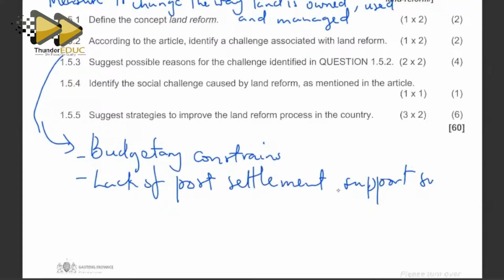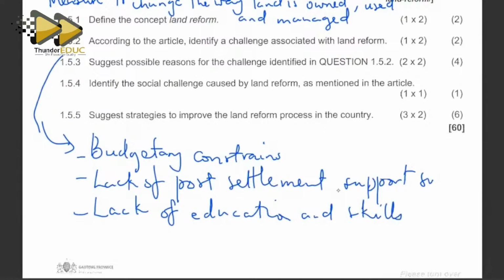Then we can also look at some other factors like lack of education and skills. In as much as the farmers have got ownership of the land and control of the land, they need skills to do productive farming. If they do not have the right skills and the right set of education that will make them productive in terms of agricultural productivity, the land will still go into unproductive use for the very same reason of lack of education and lack of skills.